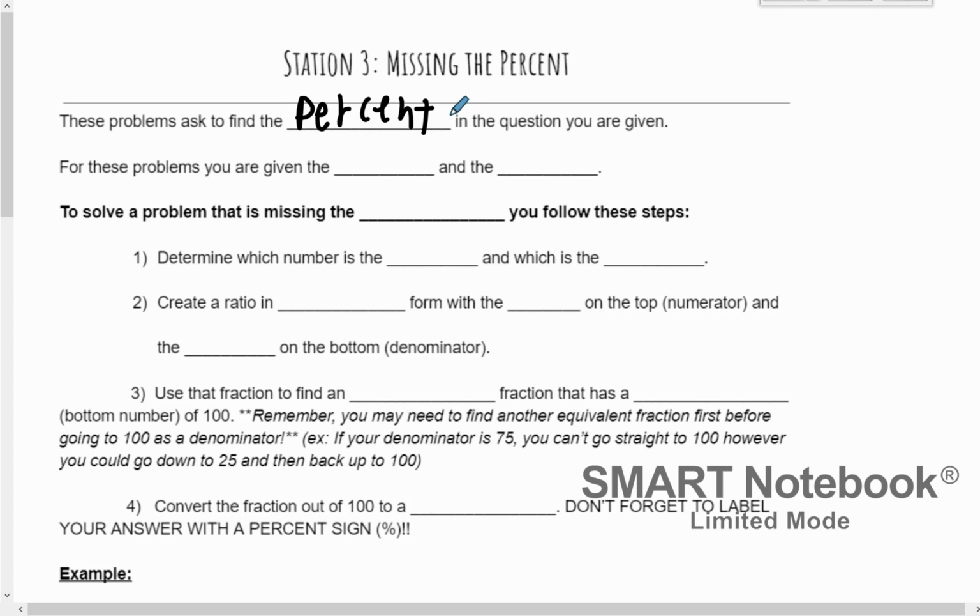So for these types of problems, you are given the part and the whole. Because remember, in a percent problem, you either have the percent, part, or whole. So if we're missing the percent, we have the part and whole, which are going to be two numbers. They're not going to have a percent sign because there's only one number that has a percent and we're missing it. Okay, so to solve a problem that is missing the percent, you follow these steps.